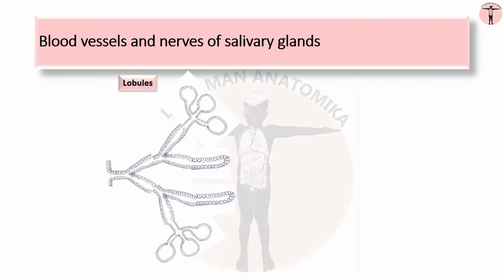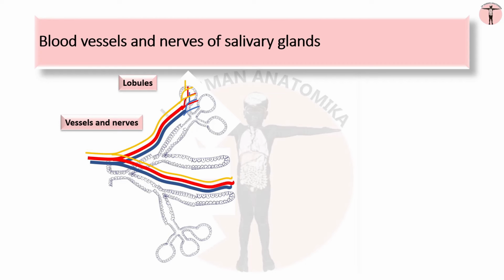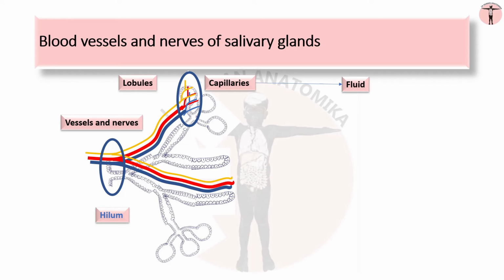To discuss a little bit about the blood supply and nerve supply, the vessels and nerves enter the large salivary glands at a hilum and gradually branch into lobules. A rich vascular and nerve plexus surrounds the secretory and duct components of each lobule. The capillaries surrounding the secretory units provide fluid important for saliva production, which is stimulated by the autonomic nervous system.